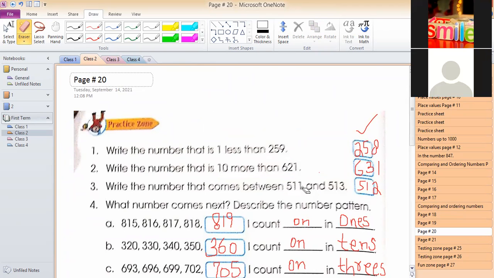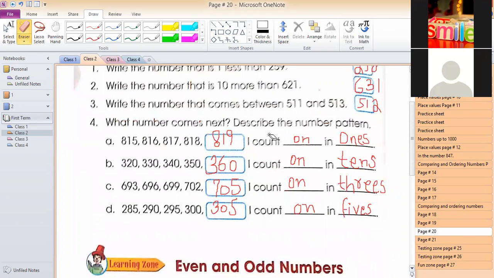Question number 4 was related to skip counting and the patterns. There are 2 parts in question number 4: what number comes next and describe the number pattern. The first one is that identify the pattern and write the missing number. And the second part is that in the pattern what's going on. The pattern is about what are you counting in, ones, twos, threes, fours, fives, tens, what? Okay, are you counting on or are you counting back? So this is about the second part.